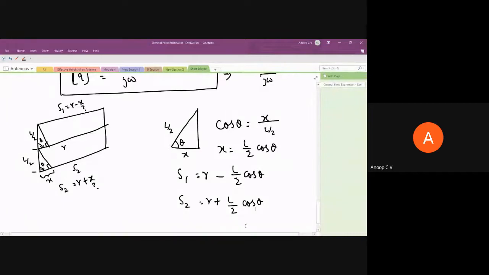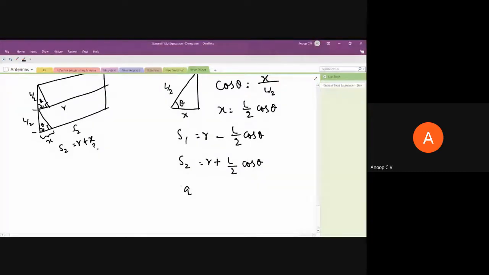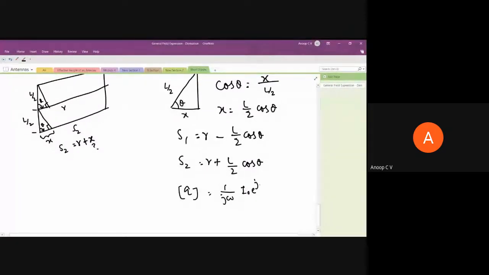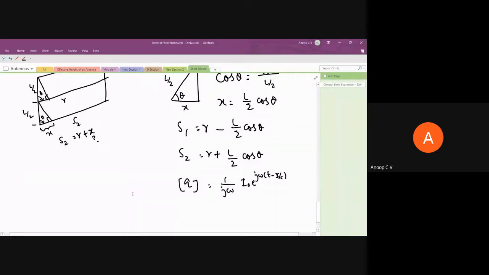So all the unknowns we have written in terms of known quantities. So now we are on the safer side. And of course I could write Q is equal to 1 by j omega times I naught e power j omega t minus R by C, or S by C. So that's one.